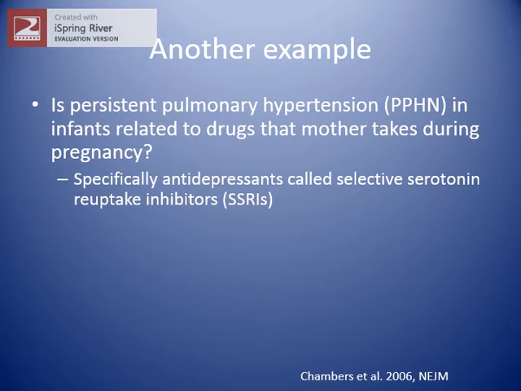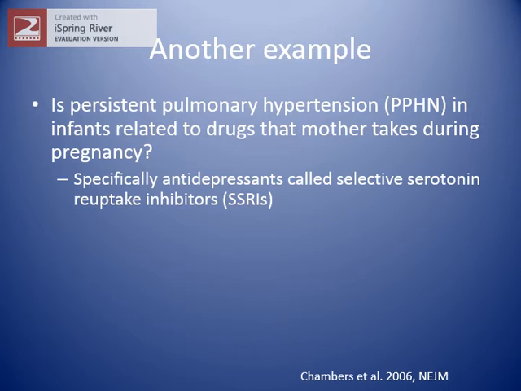So here's another example. There's a condition called persistent pulmonary hypertension. It's abbreviated PPHN, that develops in babies after they're born. It is very dangerous. It causes great respiratory distress. It can cause a lot of problems. So physicians began to think maybe there's a relationship between drugs that a mom is taking during pregnancy.